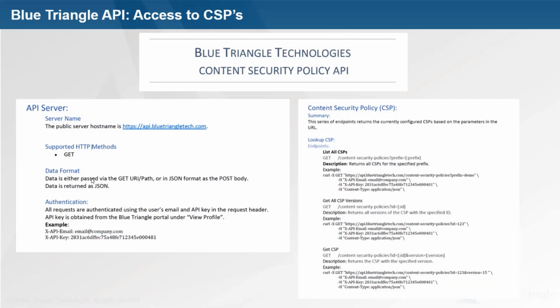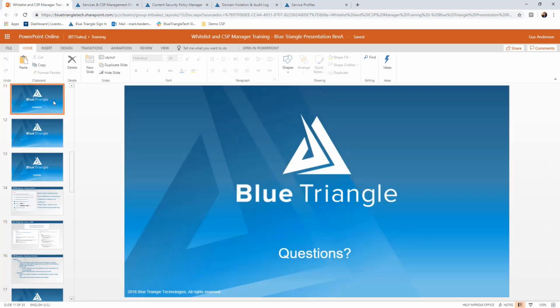That's great, thanks. The next question is, we already have a CSP on our site. Is there anything that Blue Triangle can do to help with that?